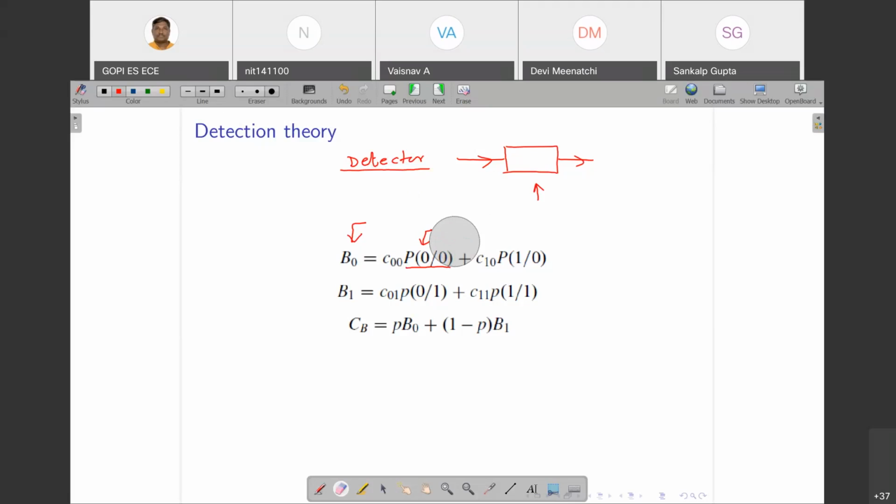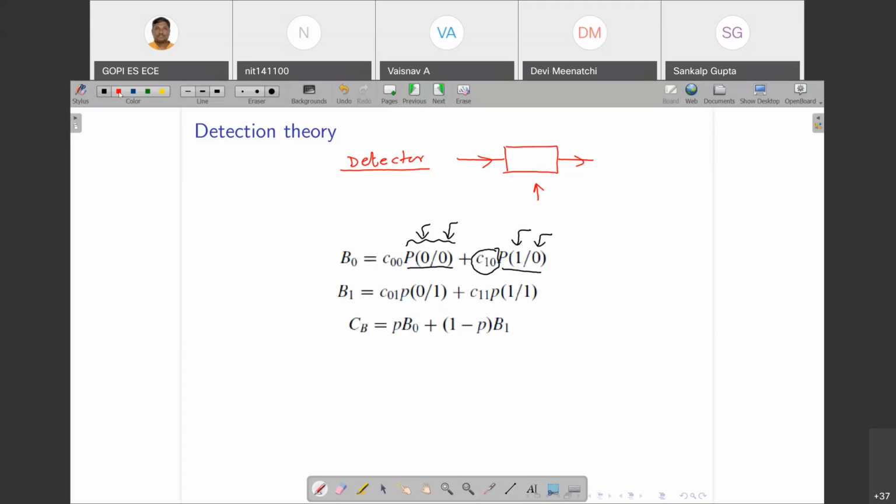What is given to you is the probability of declaring that it is 0 when 0 is transmitted. So this is the probability associated with saying 0 as 0. There is no error in it, right? But when you say 1 when 0 is transmitted, we have an error associated with that. So we have to assign some cost here, and that cost is what we call C10.